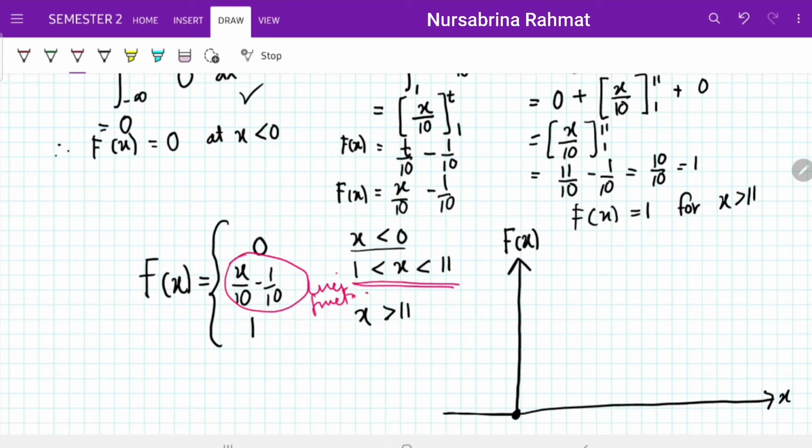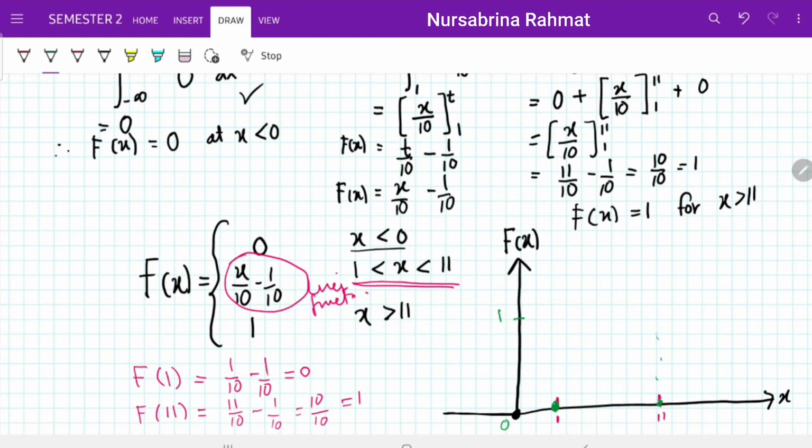So we're going to find out the value of F(x) when x equals 1. 1 over 10 minus 1 over 10 equals 0, and when x equals 11, it is 11 over 10 minus 1 over 10, which equals 10 over 10, and simplified equals 1. So when x equals 1, F(x) equals 0, and when x equals 11, F(x) equals 1. So we're going to connect the dots.